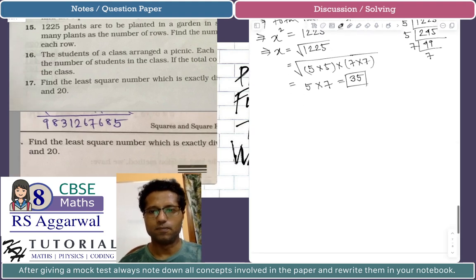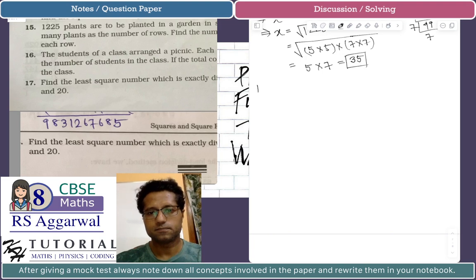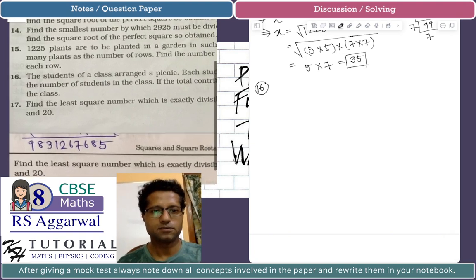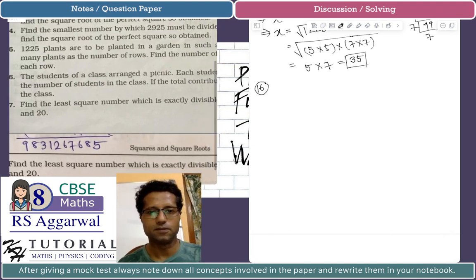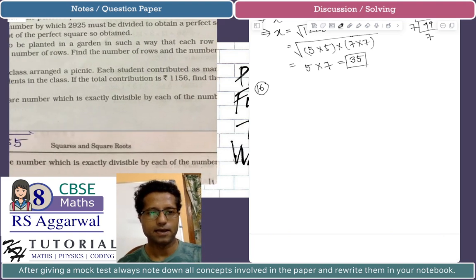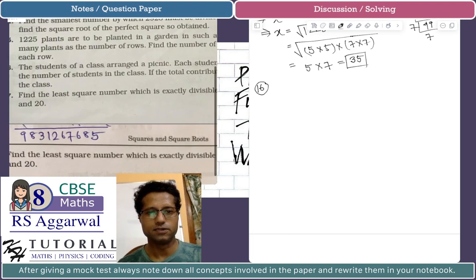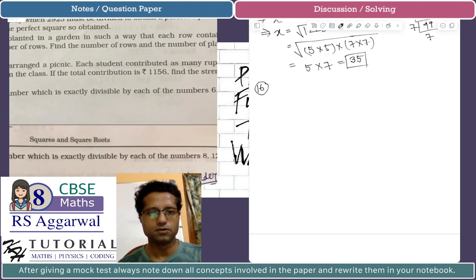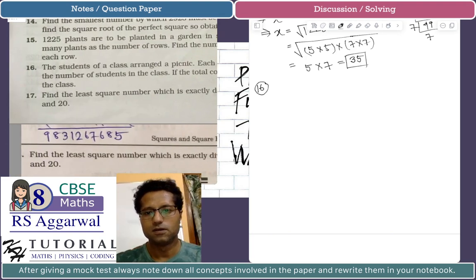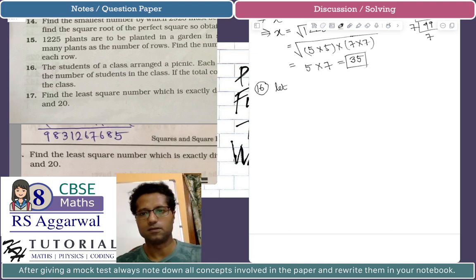let's do problem number 16. The students of a class arranged a picnic. Each student contributed as many rupees as the number of students in the class. If the total contribution is 1156, find the strength of the class, that is the number of students. Okay, so the basic concept is the same as problem number 15.